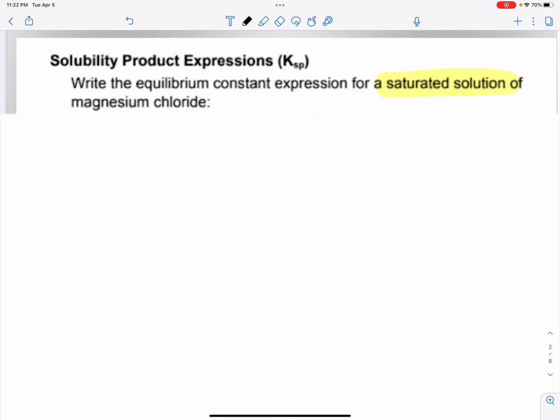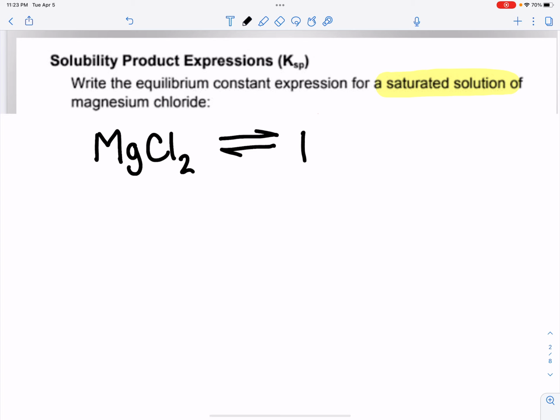I'm always going to start with the solid when I'm writing solubility product expressions. So I'm going to go with my magnesium chloride here, MgCl2. We know that we need 2 chlorines to balance the positive 2 charge of the magnesium. And I'm going to show that reversible arrow because we are in equilibrium here, because we've got our saturated solution, and it's in equilibrium with the magnesium ions and the chloride ions. You'll notice that we've got a 2-to-1 ratio with the chloride ions because of that subscript 2. When they split apart, we get 1 ion of magnesium and 2 chlorides.